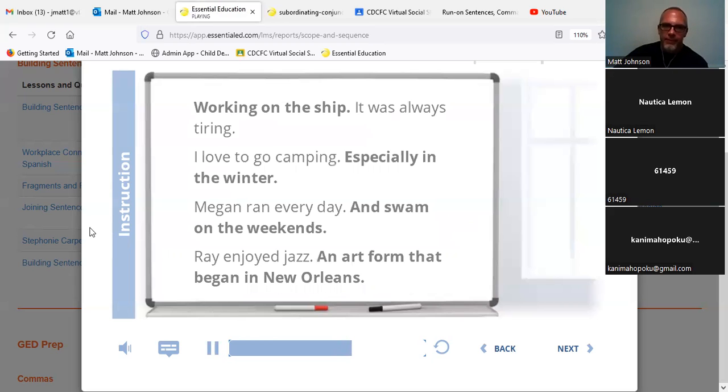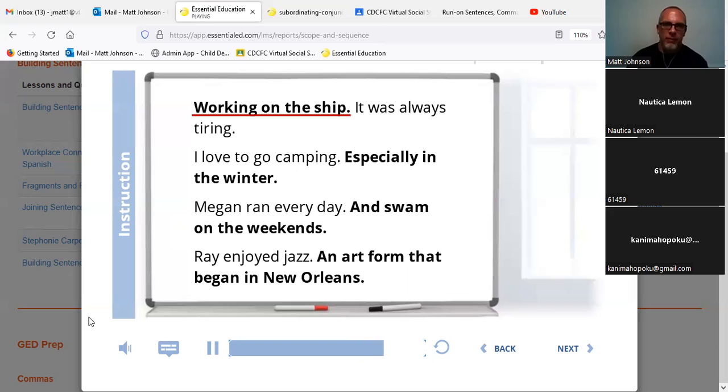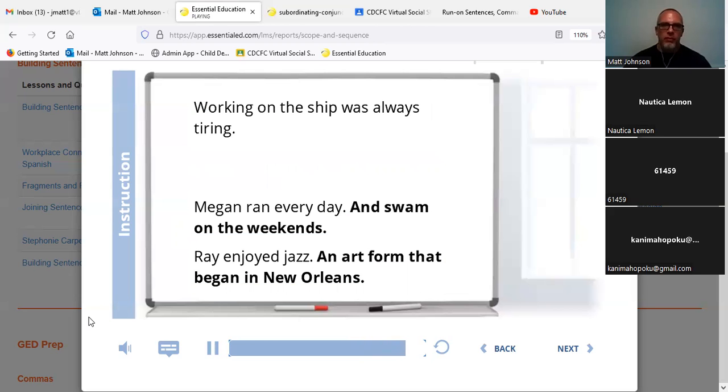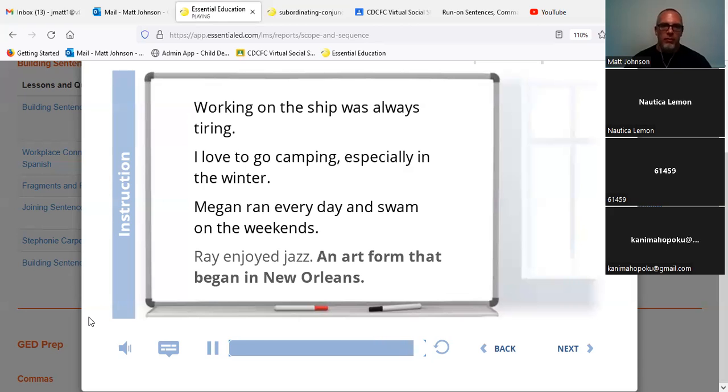Here are some other fragments. You'll notice that they are all really part of something else. It was always tiring. I love to go camping. Especially in the winter. Megan ran every day. And swam on the weekends. Ray enjoyed jazz. An art form that began in New Orleans. The first fragment is a noun that's made from a verb. The second one is an example. The third one is a second verb. And the last one is a description. You can fix all these incomplete sentences by attaching them to the rest of the idea where they belong. I love to go camping, especially in the winter. Megan ran every day and swam on the weekends. Ray enjoyed jazz, an art form that began in New Orleans.